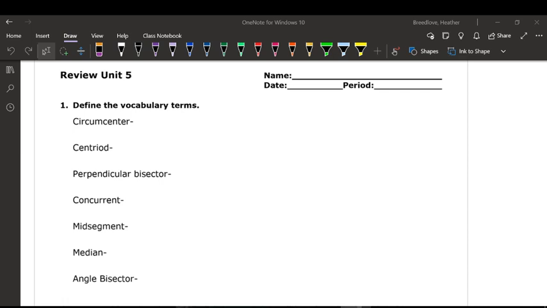So if you remember, I said circumcenter is the long word, and it's made up of the lines. That's the long word, perpendicular bisector, because there's two types of points of concurrency, circumcenter and centroid. Those first two definitions, circumcenter and centroid. Circumcenter is a point of concurrency of perpendicular bisectors.